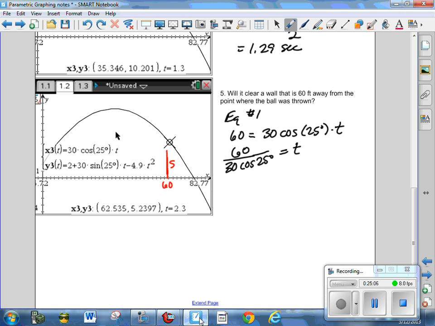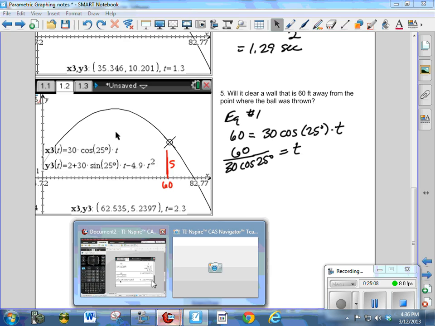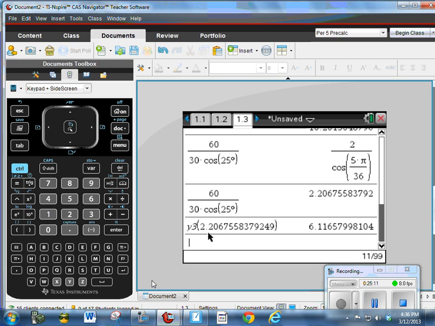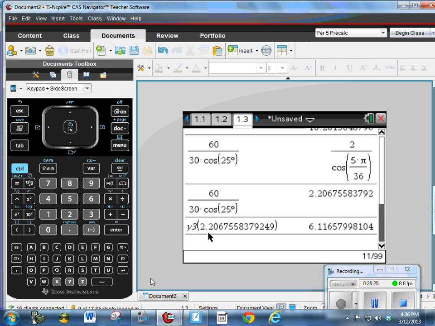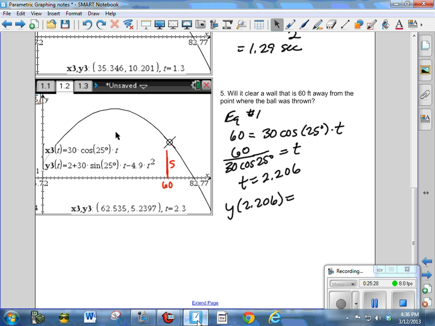So we'll go back and answer this question. This was, oh gosh, I forgot the number already. This was 2.206. So t equals 2.206, and then if we do y of 2.206, what did we end up with? 6.1165, so about 6.12 meters. So basically we're saying here that we clear the fence by over a meter with no problem.